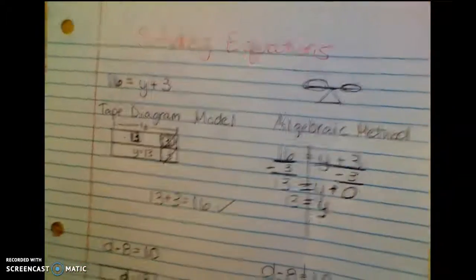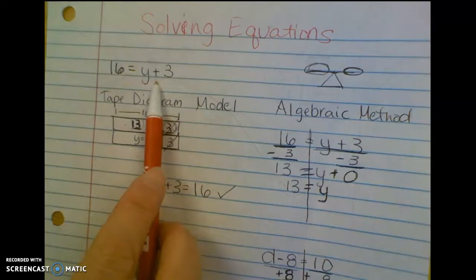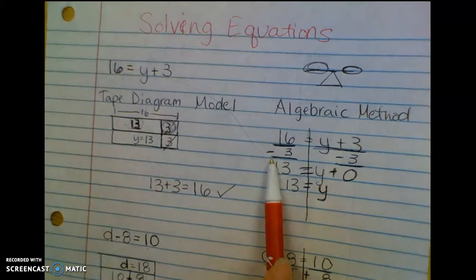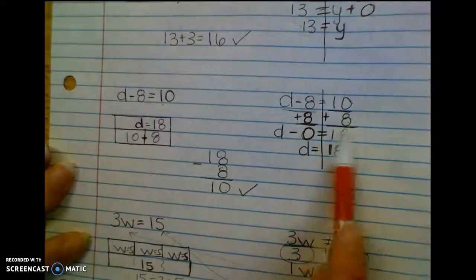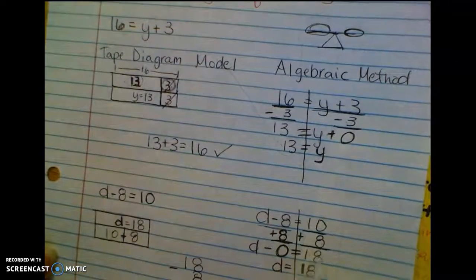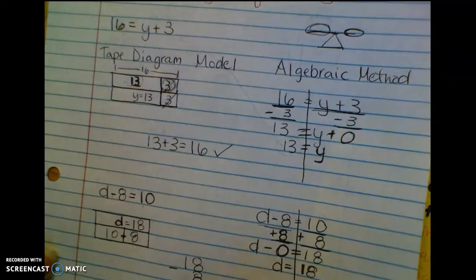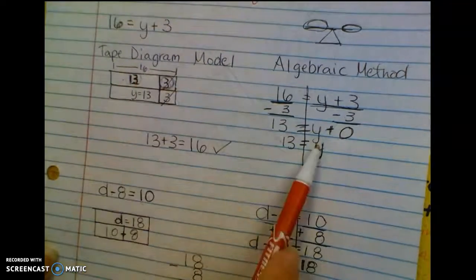Now, look at these and see what connection you see. Here we had an addition equation. What did I do here? Subtraction. Here I had a subtraction equation. What did I do here? Addition. What do you notice about addition and subtraction, subtraction and addition? Hopefully you said they were opposites. Those are called the inverse operations.